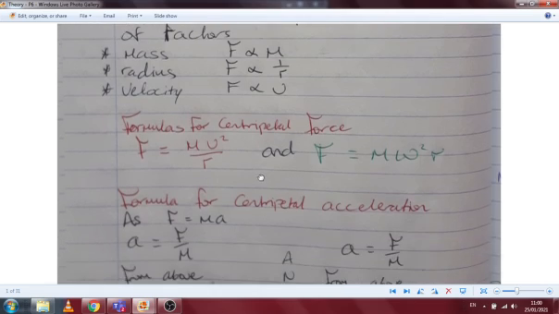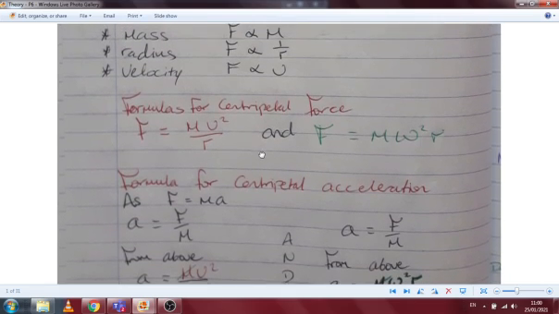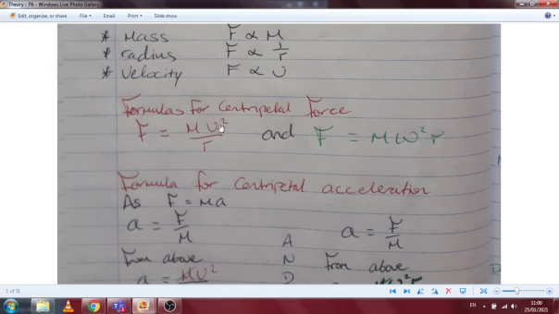So we take two formulas here for centripetal force. The first one is F is equal to mv squared over r. That comes from this relationship, and we can adjust that to F is equal to m omega squared r, where omega is the angular velocity. Like I said, physics relies on maths, so we can show from our basic first principles, our F equals ma law, how we get these two.